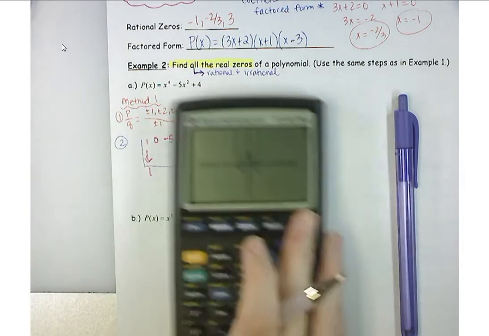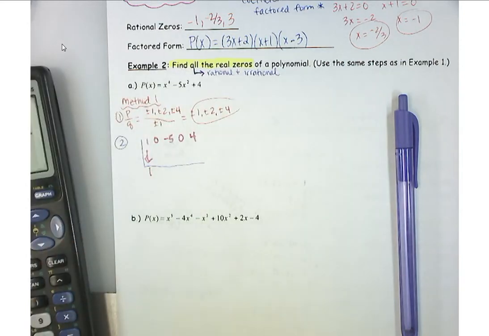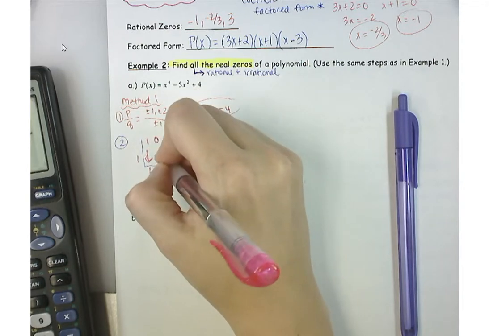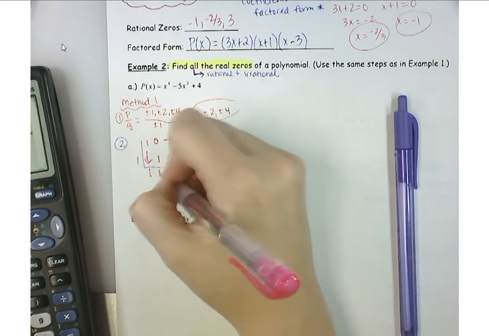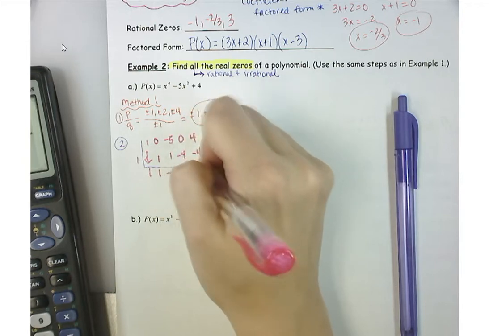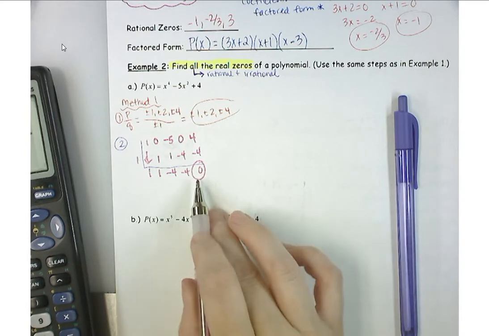Okay, and then here you have your graph, right? So it looks like it crosses where? 2. Where else? 1, -1, -2. Okay, so we can pick any of those. What do you guys want to do? We'll do 1. So 1 times 1 is 1, so 0 plus 1 is 1. 1 times 1 is 1, -4. Okay, so there we are. Okay, so this is a 0.